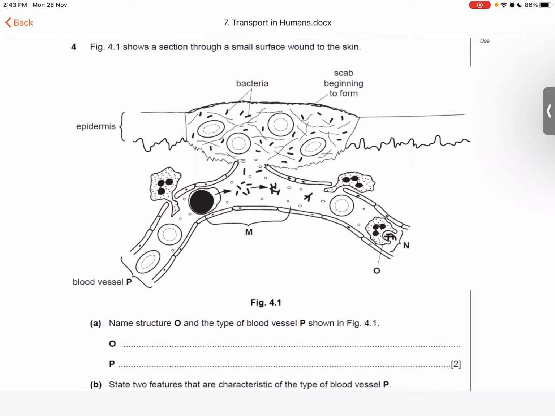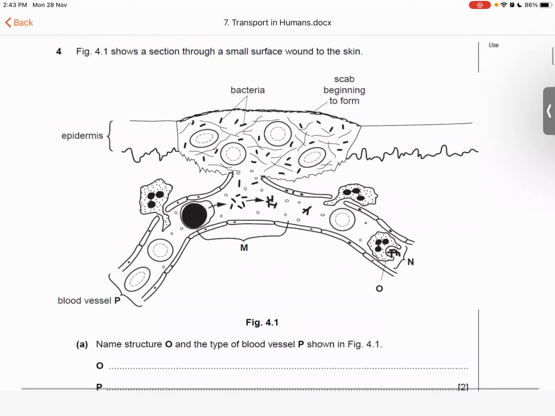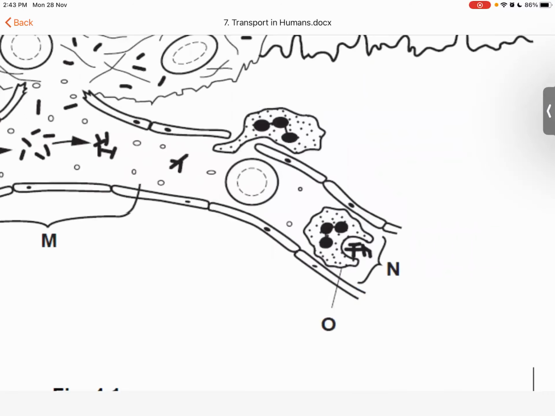Okay, let's do this. You can see that there's a section through a small surface wound to the skin. The blood vessel is shown, and there are some structures which are shown. What is the structure O and the type of the blood vessel P? First of all, you tell me what's the structure O.